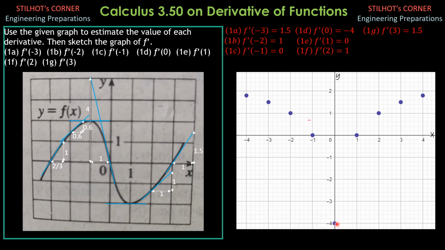Then f prime of positive 1 is again 0. So you have 1 comma 0 here. f prime of 2 is 1. So that's 1, and x is 2. And finally, f prime of 3 is 1.5 again. And by symmetry, we'll just make the end points on the same level. So 1.8, 1.8. The graph of f prime of x, therefore, will be as shown in the figure.